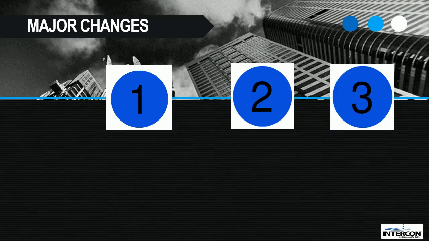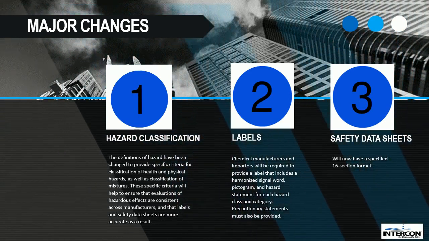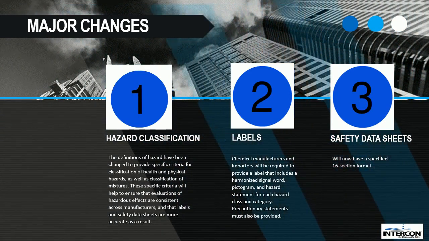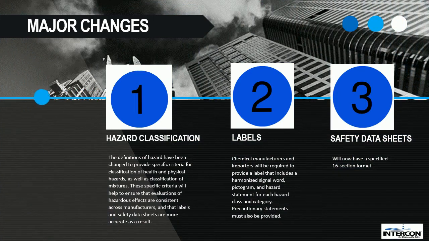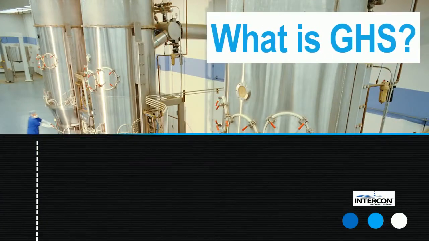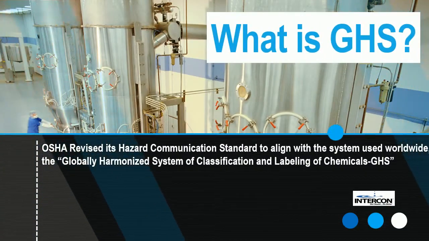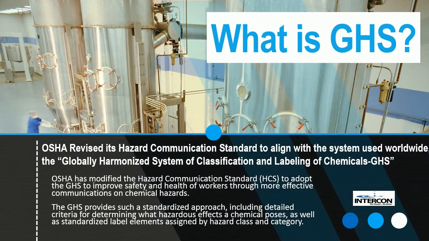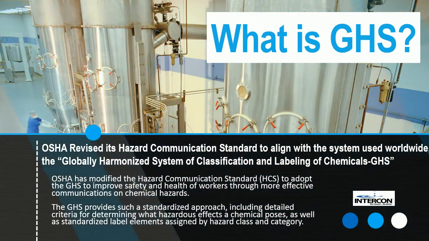The three major changes are: hazard classification definitions have been changed, labels have been standardized, and material safety data sheets are now safety data sheets with a specified 16-section format. OSHA's objective for aligning with the globally harmonized system, GHS, is to improve the safety and health of workers through more effective communication on chemical hazards.